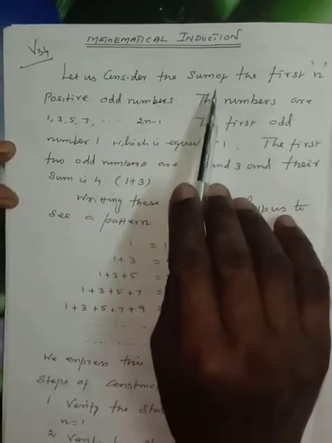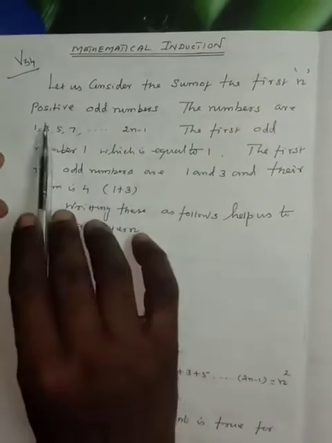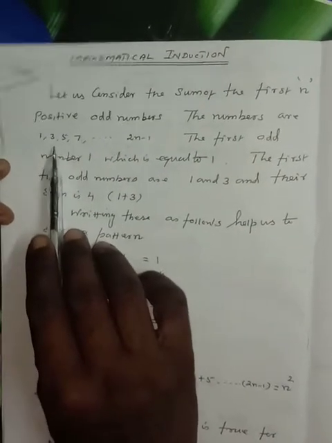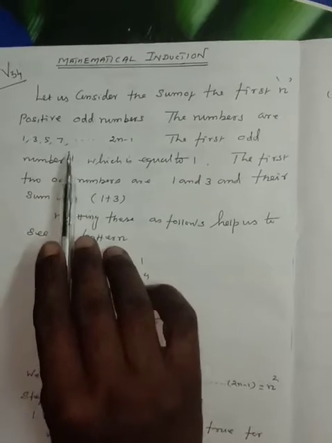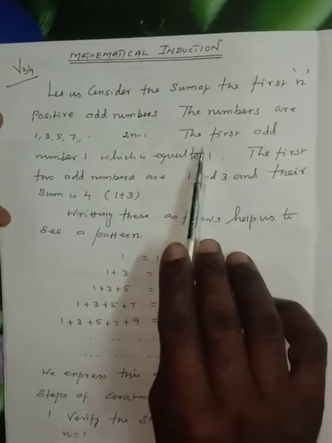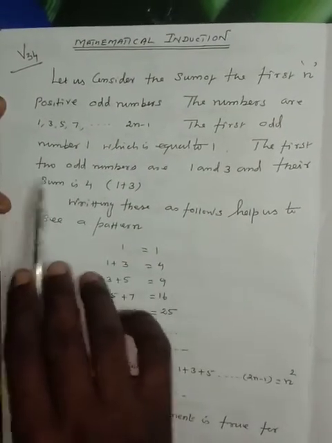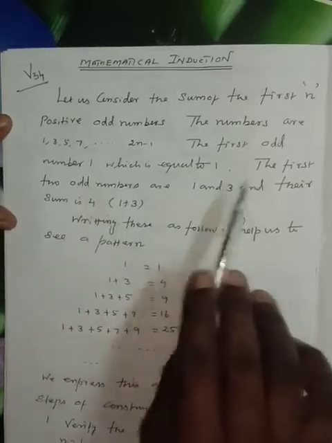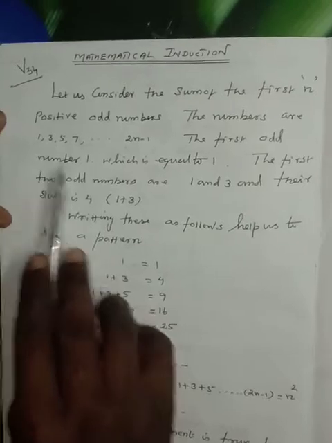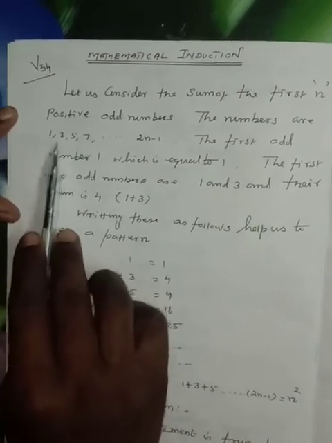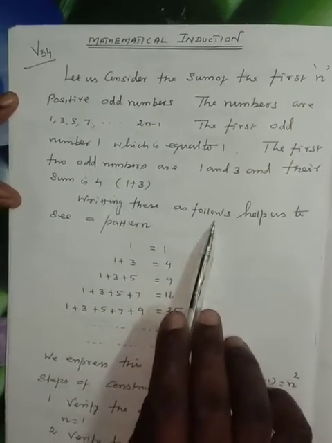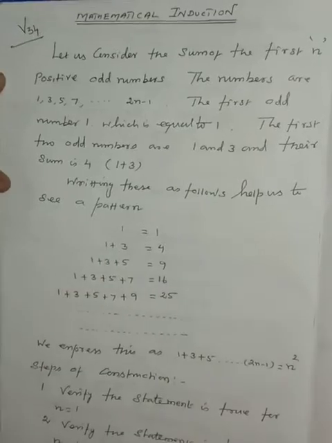Let us consider the sum of the first n positive odd numbers. The numbers are 1, 3, 5, 7, 9 and so on to 2n minus 1. The first odd number is 1. The first two odd numbers are 1 and 3. Their sum is 1 plus 3 is 4. Writing these as follows helps us to see the pattern.